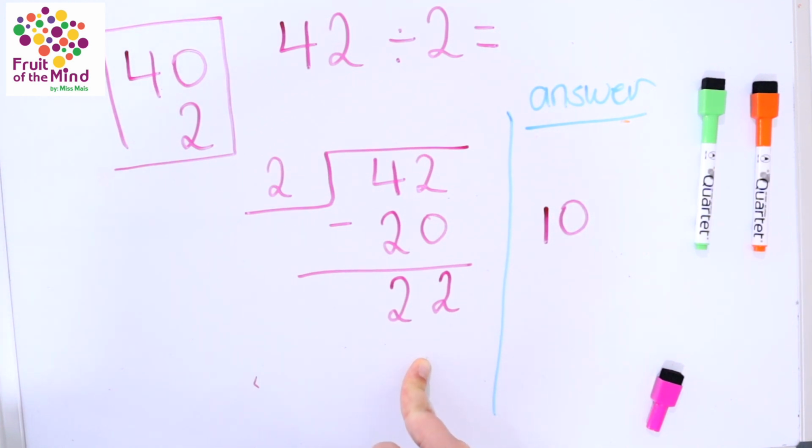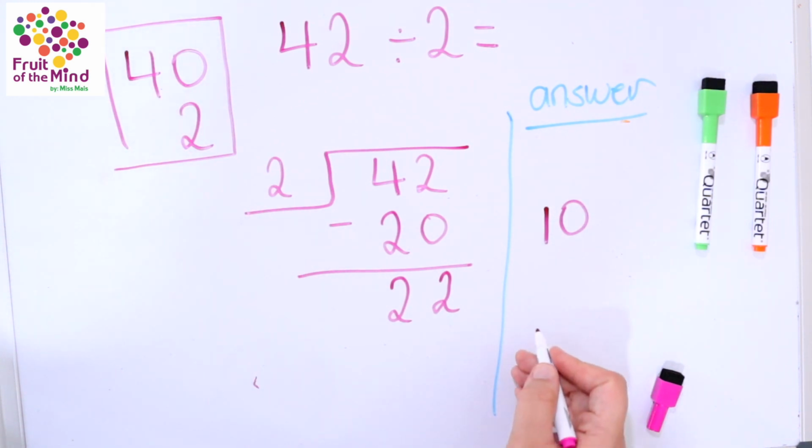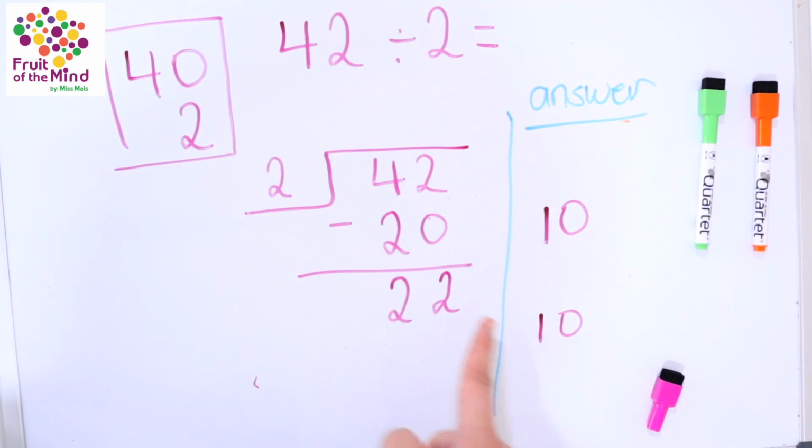Do I still have more 10's? Yes, I do. So how many times does 2 go in 20? I'm going to say it's 10 times again. Let's try. 10 times 2 is 20. 2 minus 0 is 2. 20 minus 20 is 0. Do I have more 2's here? The answer is yes. So 2 minus 2 is 0.